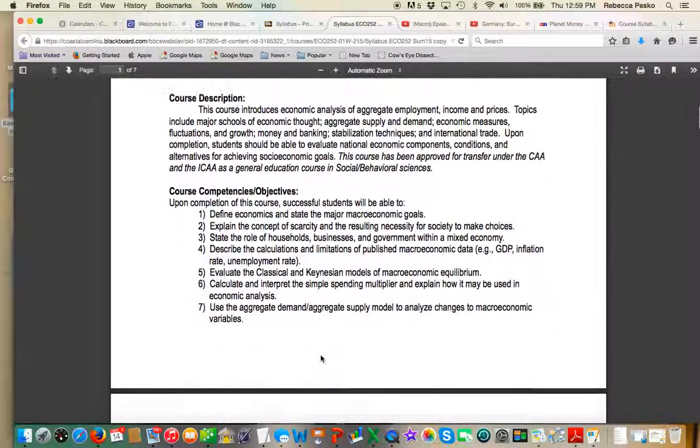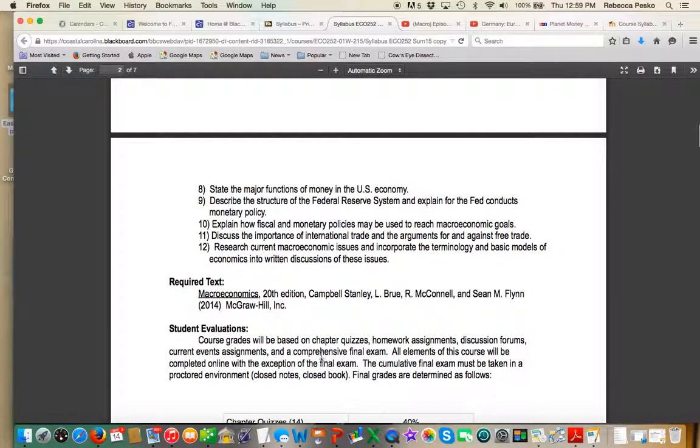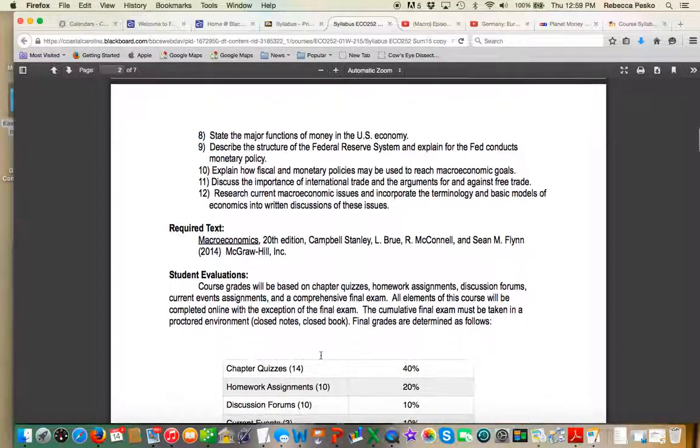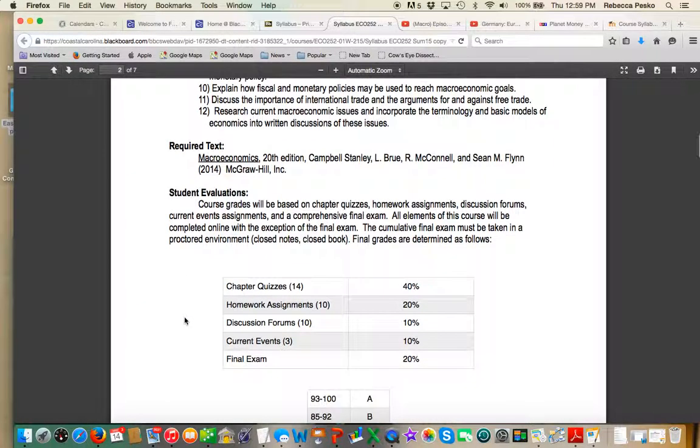I'll let you go through the course description and competencies. Basically, macroeconomics is going to expose you to a lot of the stuff you see in the news. It's actually pretty interesting stuff. Most of it you're going to find you enjoy and retain far past the semester. I love teaching it, so I'm looking forward to this semester.